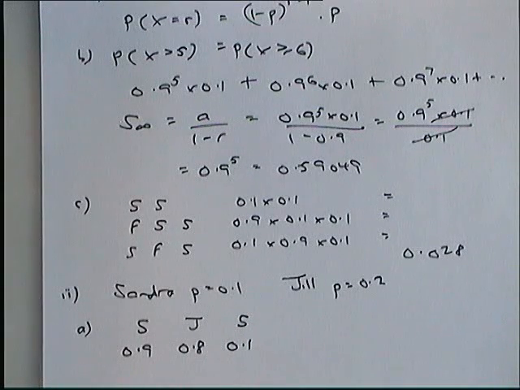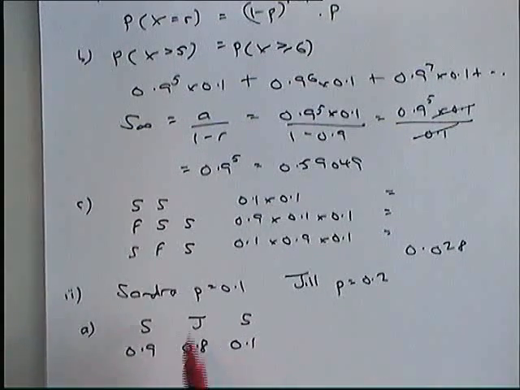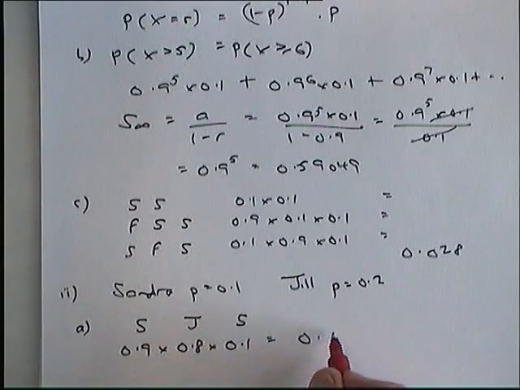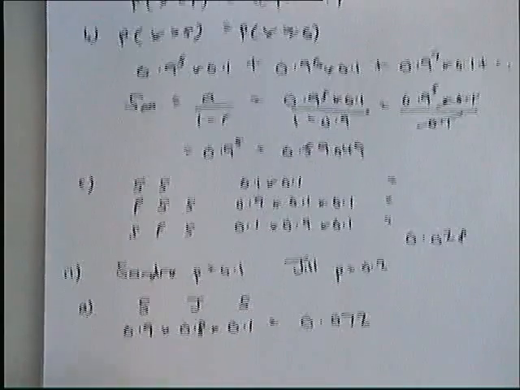So that was Sandra being the first person to hit the target on her second attempt. Fail by Sandra, fail by Jill, success by Sandra. And if you multiply those together, you get the answer of 0.072.